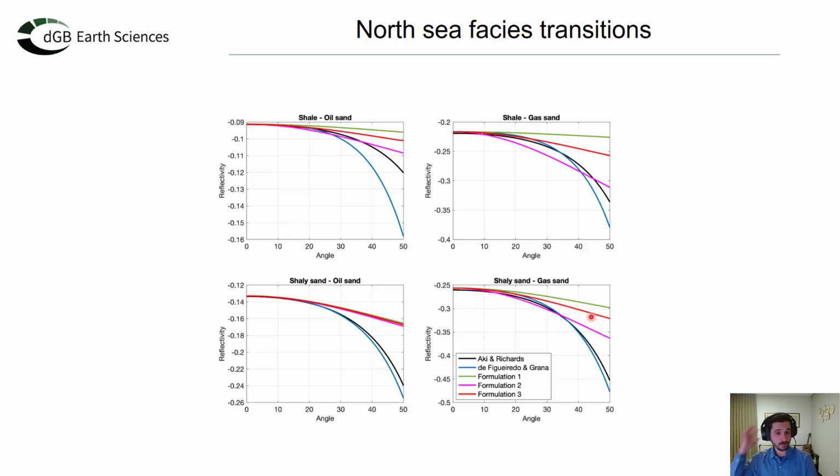And the main reason for that is because this formulation in blue we derived based on Fatti's equation, whereas the other formulations, based on Vermeer-Hilterman and Foster, derived their equation based on Shuey's two-term equation, which is known to be problematic for higher angles.